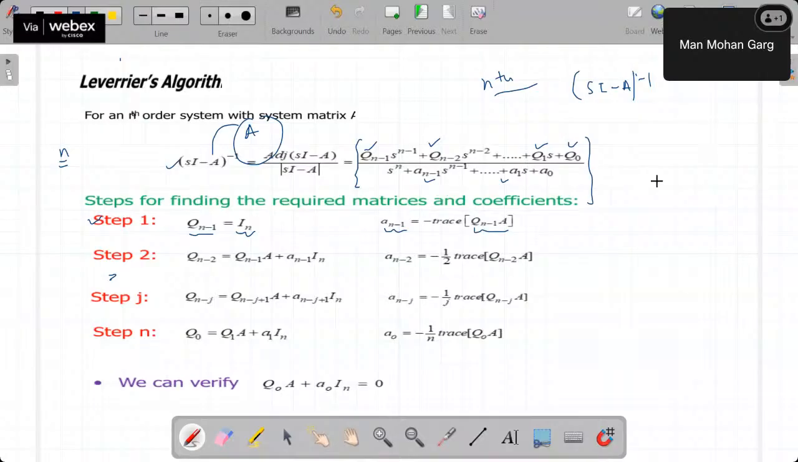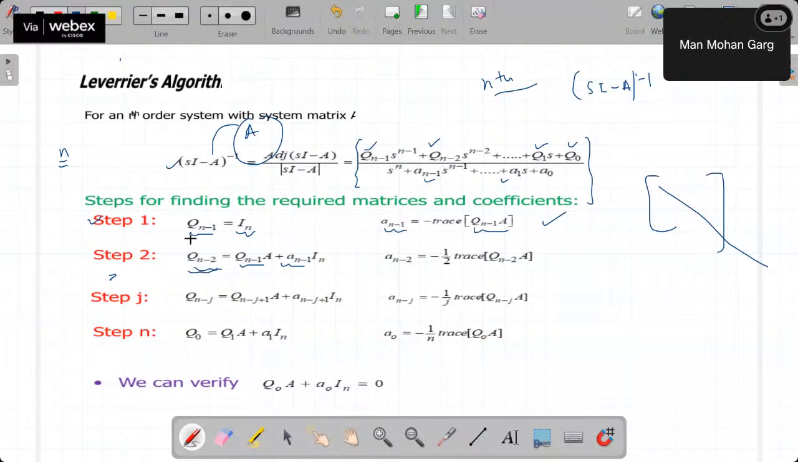And what is the trace? If we are given some matrix, the trace is just the sum of the diagonal elements. So minus of this. So step 1 is completed. Ready? Step 2 is Qn minus 2. What is Qn minus 2? Qn minus 1 A plus An minus 1 In. Because we have already obtained Qn minus 1 and the An minus 1 coefficient in the previous step, we can now easily get Qn minus 2.